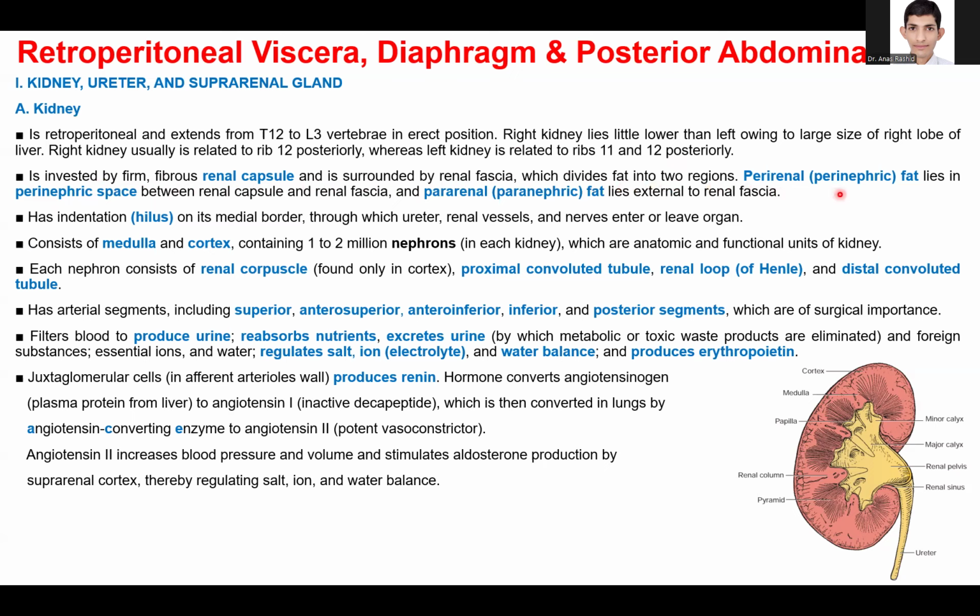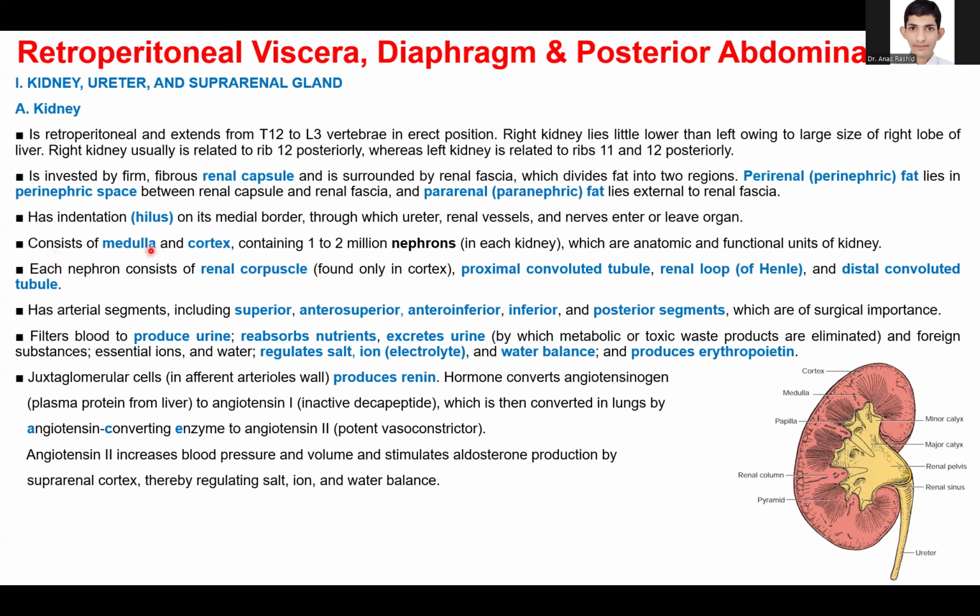Perirenal or perinephric fat lies in perinephric space between renal capsule and renal fascia, and pararenal or paranephric fat lies external to renal fascia. It has an indentation, the hilus, on its middle portion through which ureter, renal vessels, and nerves enter or leave the organ. We can see here we have cortex, medulla, papilla. You can see the renal column, pyramid, minor and major calyces, renal pelvis, renal sinus, and then ureter.